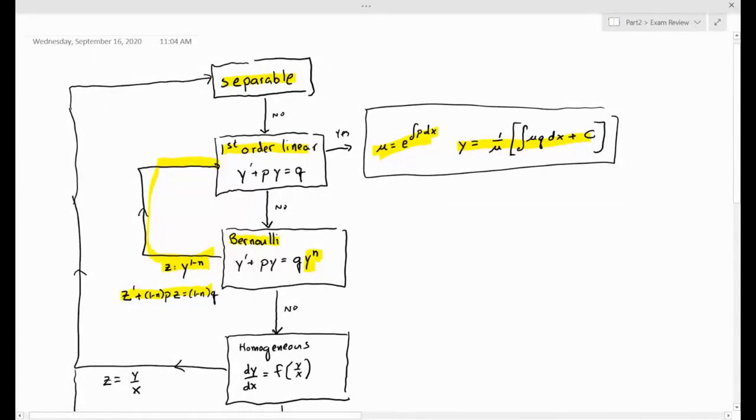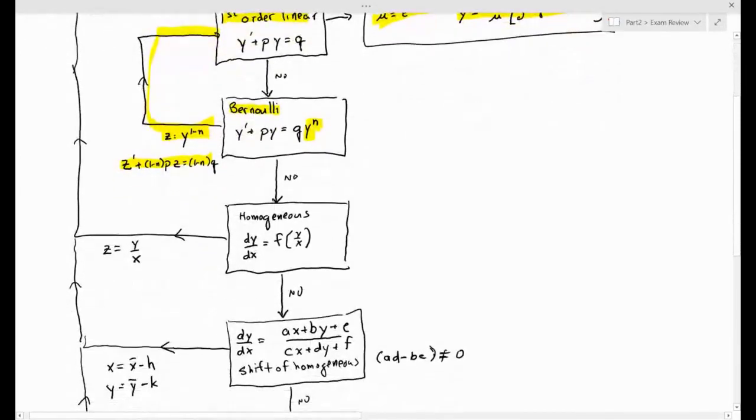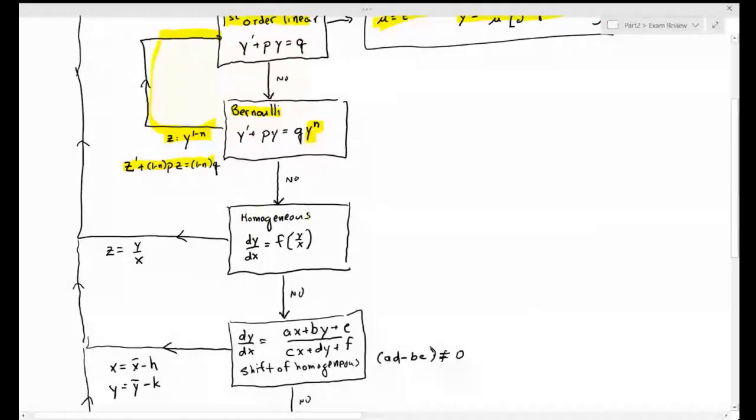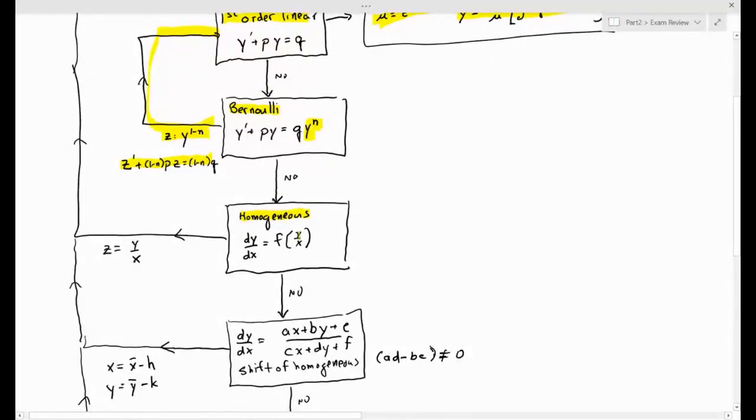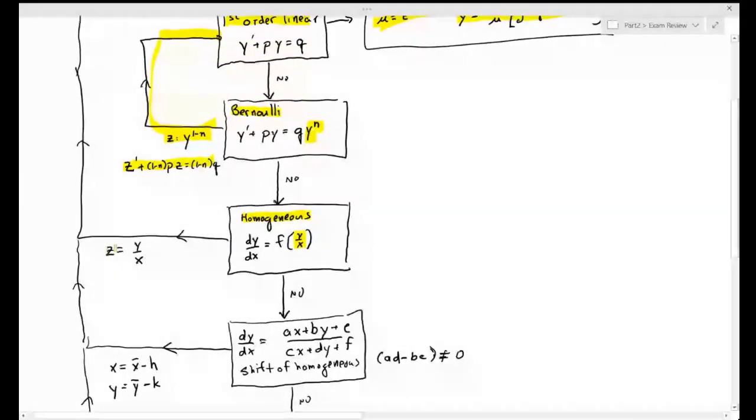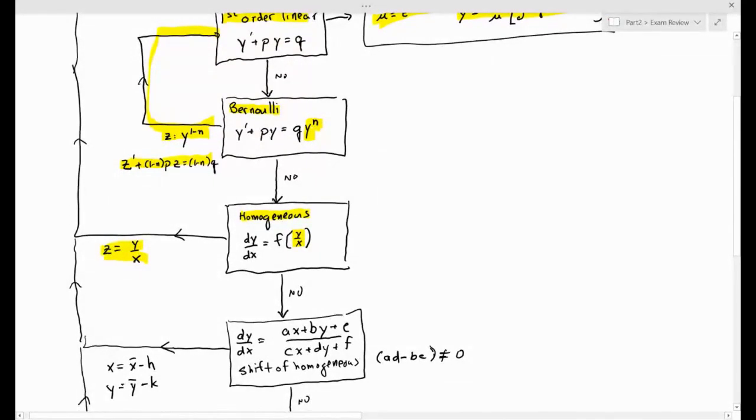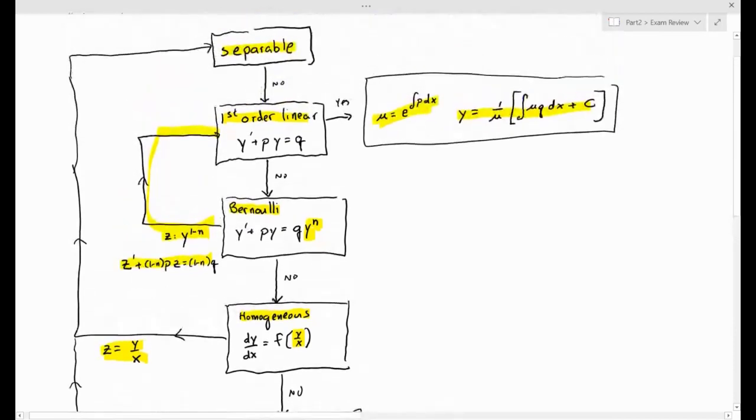Okay. If it's not Bernoulli, then maybe it's homogeneous, right? So that's of course where you can write the right-hand side here as a function of not just x and y, but rather a function of the ratio y to x. In which case you would lump that y over x into a new variable, so another change of variable, and that would turn this into, again, separable.